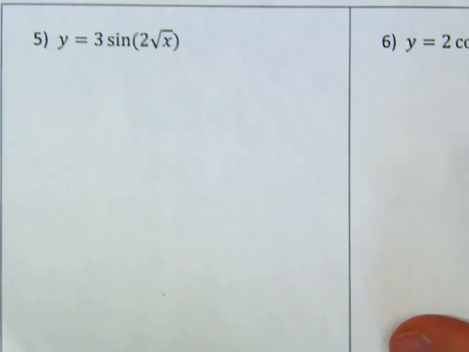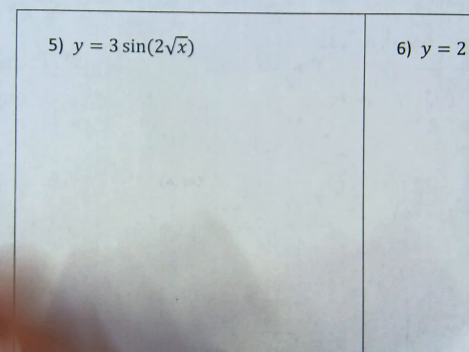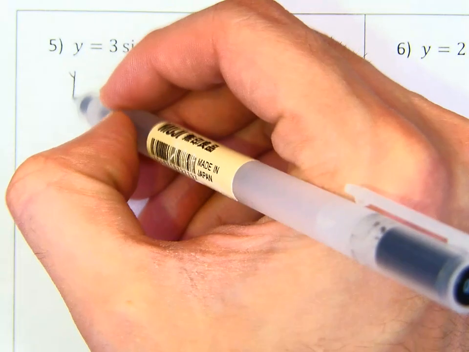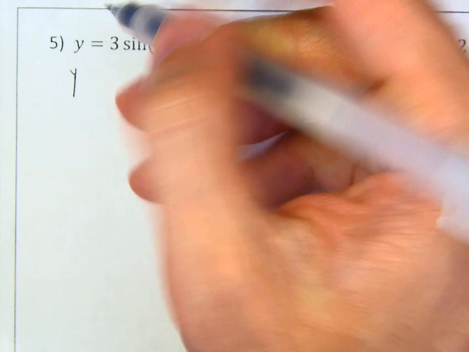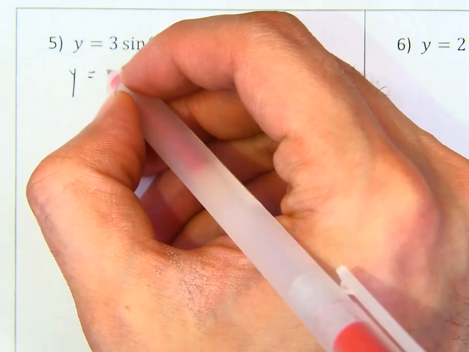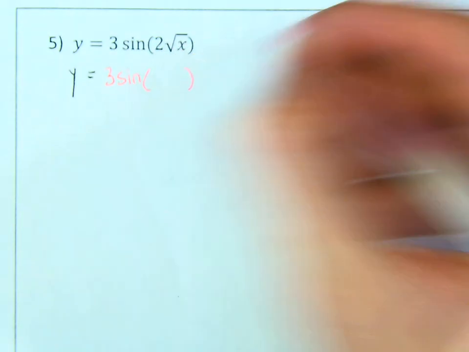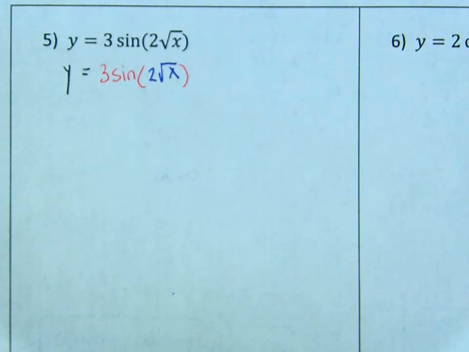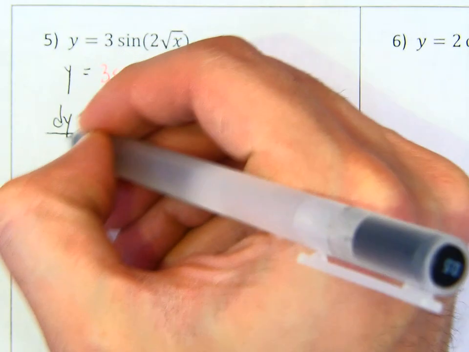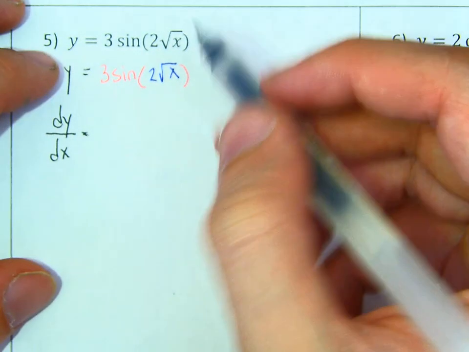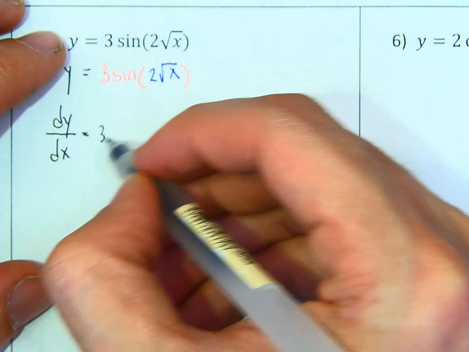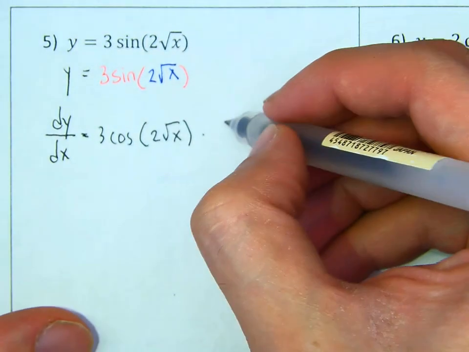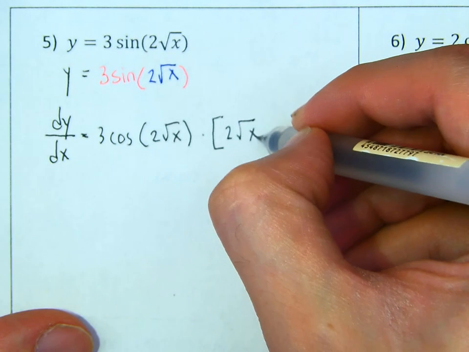All right, so let's look at this one. Here, we have y is equal to 3 sine of 2 radical x. So don't freak out, set it up, right? So this is our outside, and this is our inside. I want you to try this by yourself. You could do this, all right? So here, dy dx equals the derivative of 3 sine, which is 3 cosine of 2 radical x, and now we need to take the derivative of 2 radical x, right?